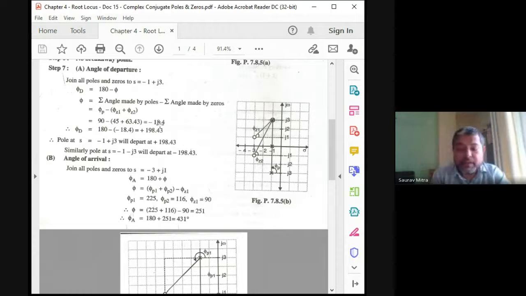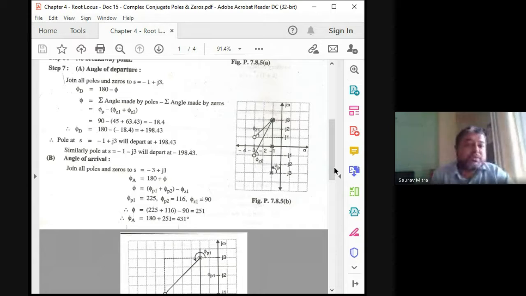That is phi. How much is the angle of departure from -1 plus 3j? It is 180 minus 18.4, so we are getting plus 198.43. If you are drawing plus 198.43 degrees, it will be coming in the third quadrant. That means from this -1 plus 3j, it will be going toward the zero, which is given as z1. Similarly, for this -1 minus 3j, the angle of departure will be minus 198.43, going towards z2, which is given as -3 minus j. Okay, so it is like this.